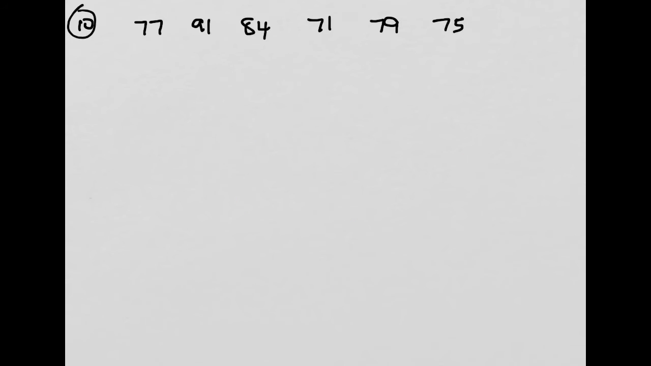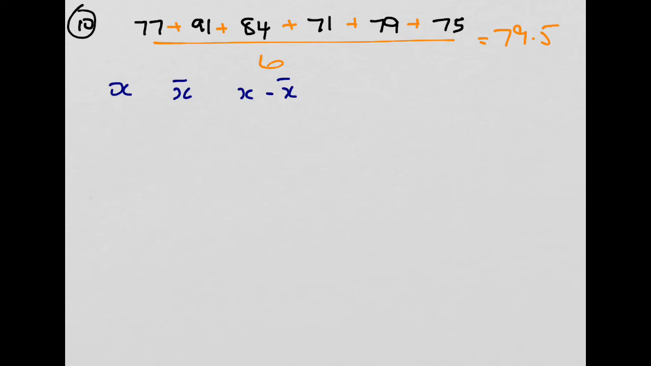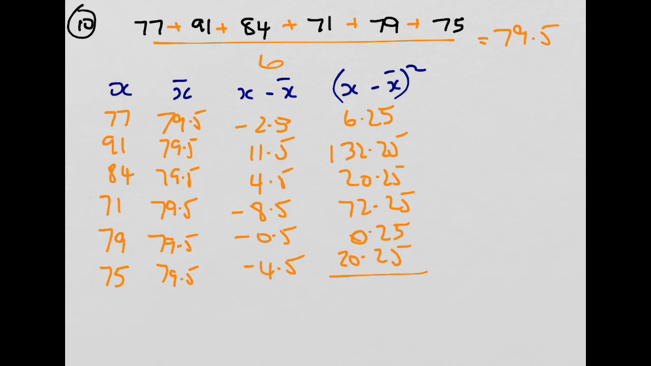Question 10. First of all, we need to find the mean, so we're going to have to add all these numbers up and then divide by 6. That gives us 79.5. Then we need to set our table up as x, x bar, x minus x bar, x minus x bar, all squared. Okay, let me just do that quickly for you.